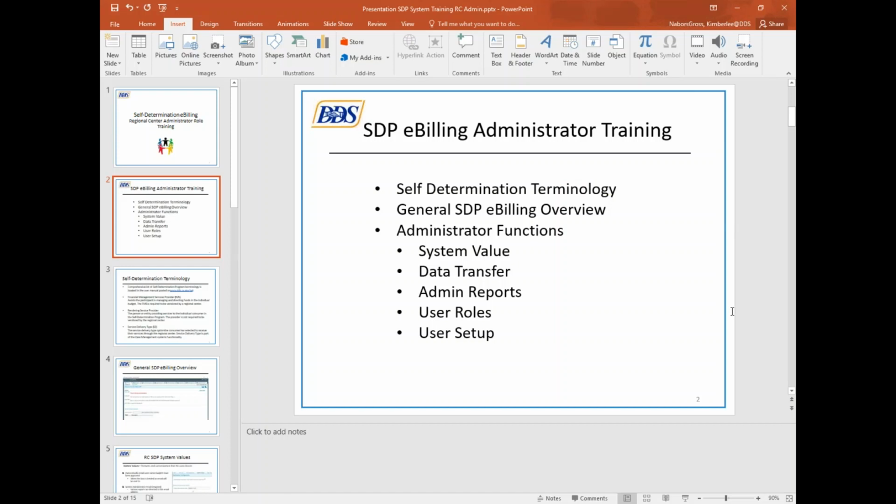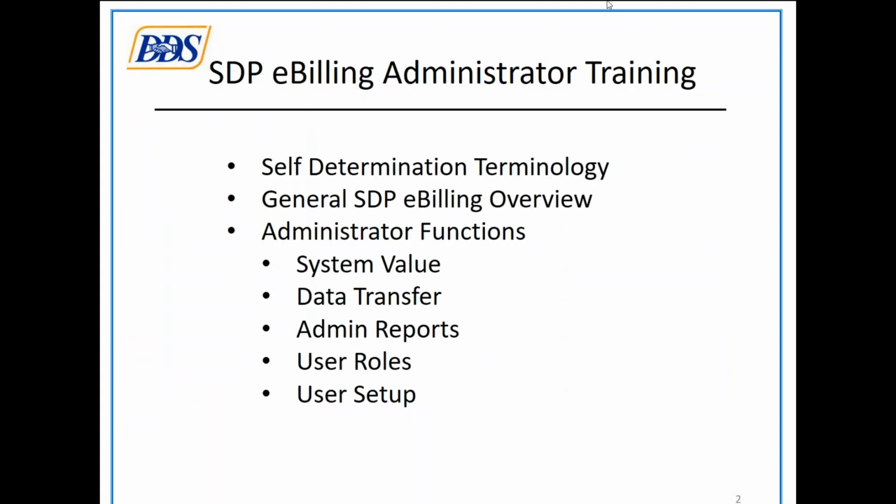So everyone should see on screen slide 2, the STP eBilling admin training. It's a bulleted list of the items we're going to cover today. So we're going to start with self-determination terminology, a general overview of the changes we made on eBilling for self-determination, and then the basic regional center administrator functions, which will include the system values tab, the data transfer tab, the admin report, the user roles, and the user setup.